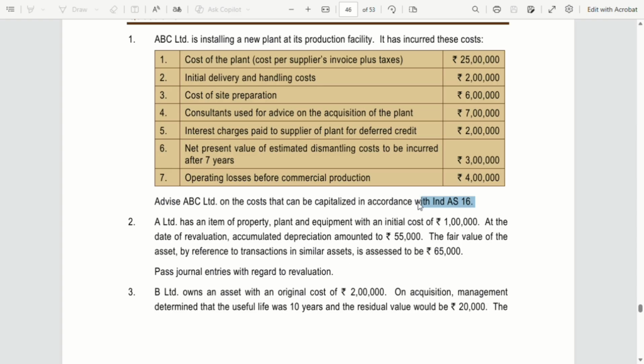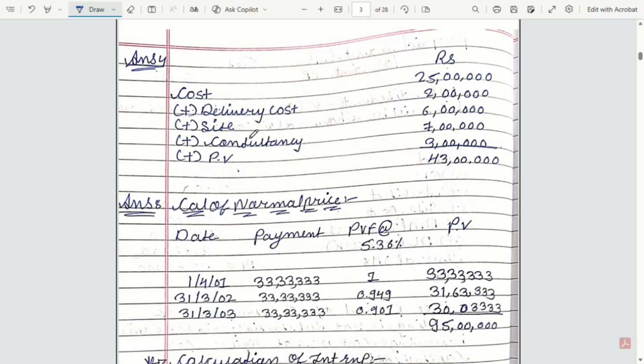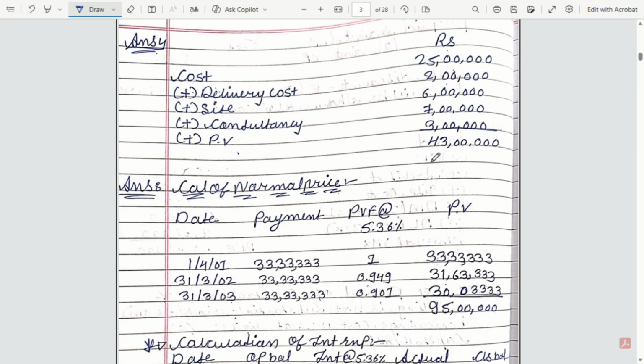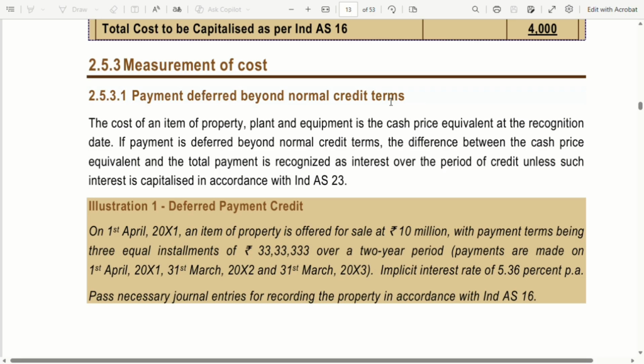So let's see the solution first. So we have added cost, delivery cost, site, consultancy fees, present value, and we got the cost of 43 lakh for recording PPE.